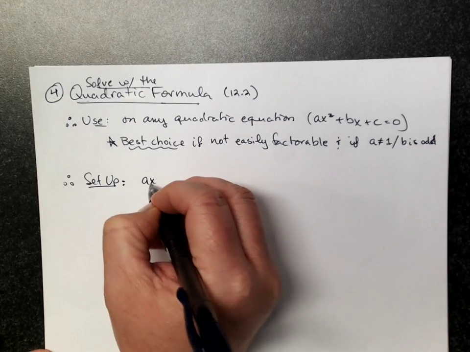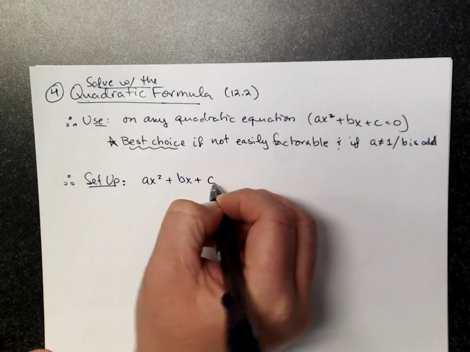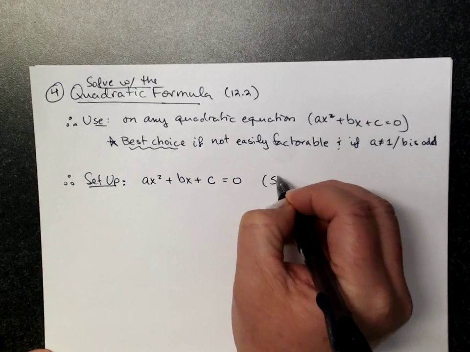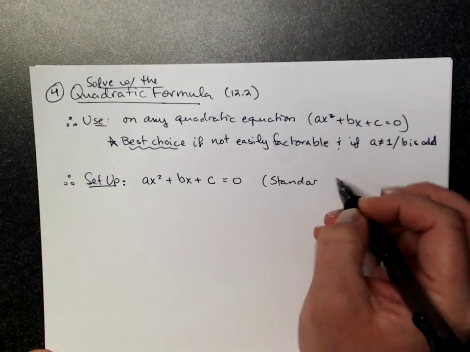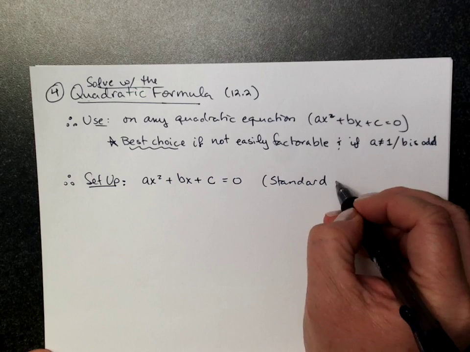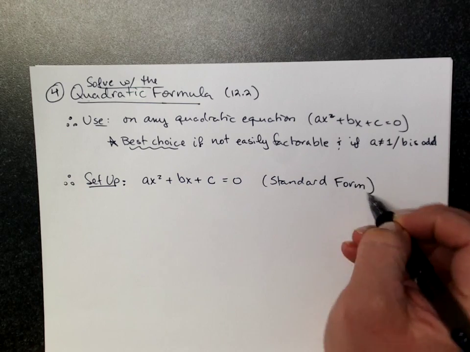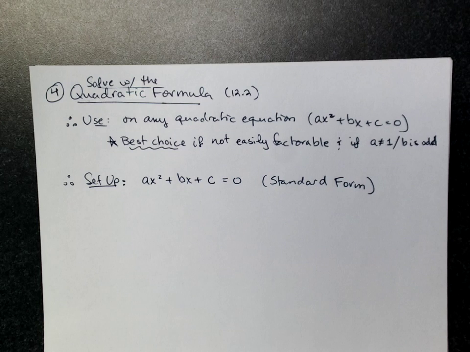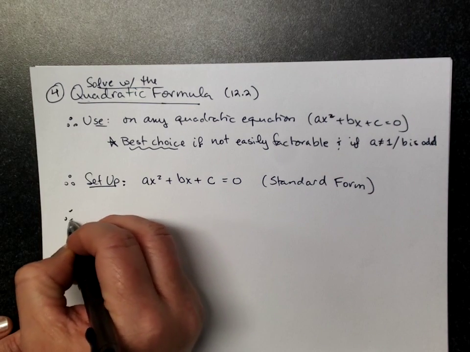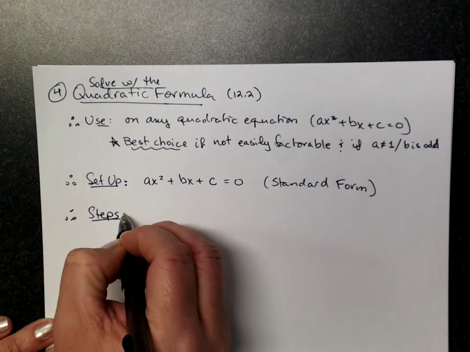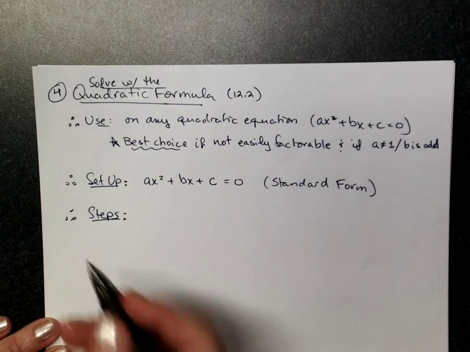So your setup is ax squared plus bx plus c equals 0. In other words, standard form. This is all about crunching those numbers, a, b, and c. If you do not have it in standard form, you will not have the correct a, b, and c. This is all about keeping your negatives and positives straight, and you do not know what your a, b, and c are with their correct signs until it's in standard form. So if you don't do this first, the correct setup, you will get it wrong. So your steps are, first, put in standard form.